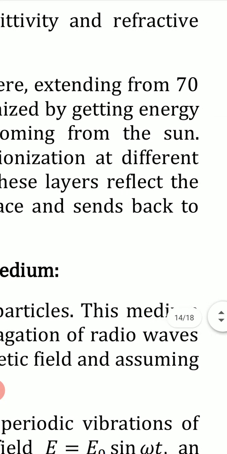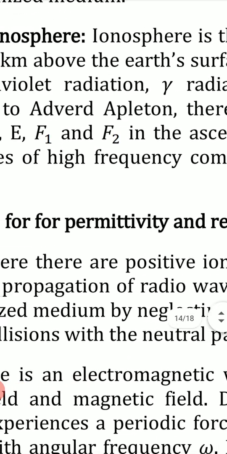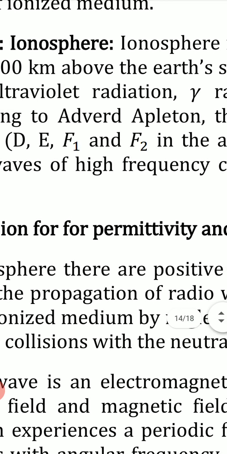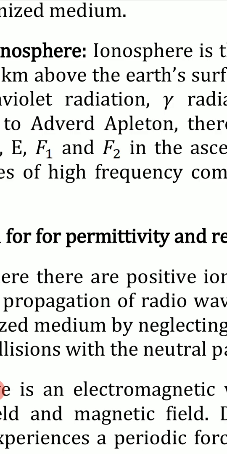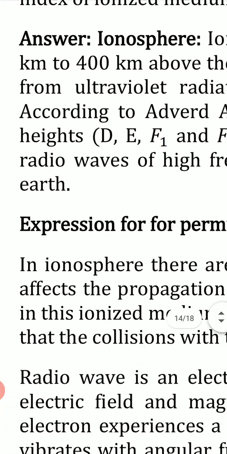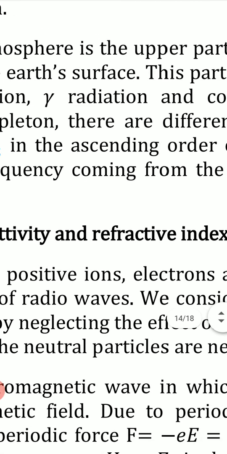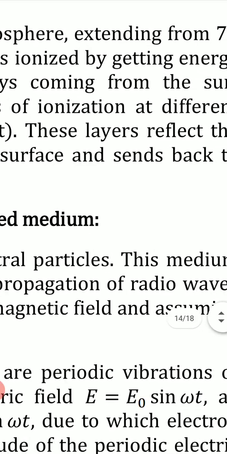So, the region from 70 km to 400 km above the Earth's surface is the ionosphere. Here, the gas becomes ionized by this radiation, ultraviolet radiation, gamma radiation, and cosmic rays, which is coming from the sun.